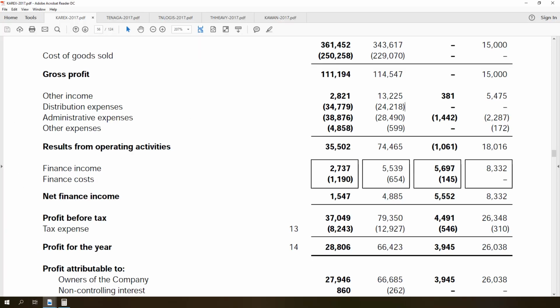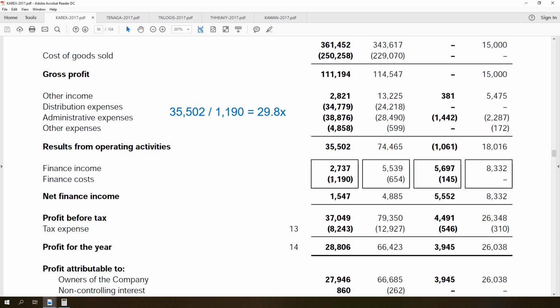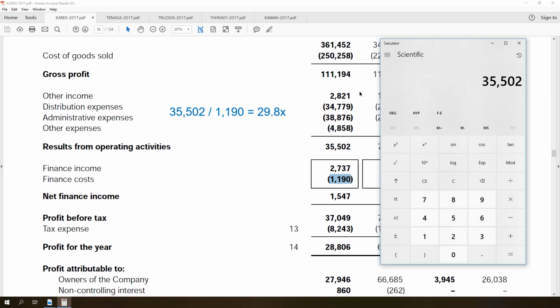For example, to get the interest coverage of Karex for FY 2017, we take 35.5 million as operating profit divided by 1.19 million financial cost. Then we get a 29.8 multiple.